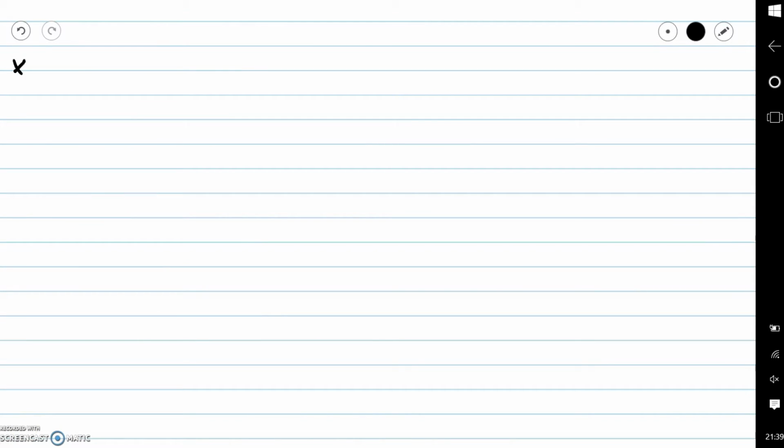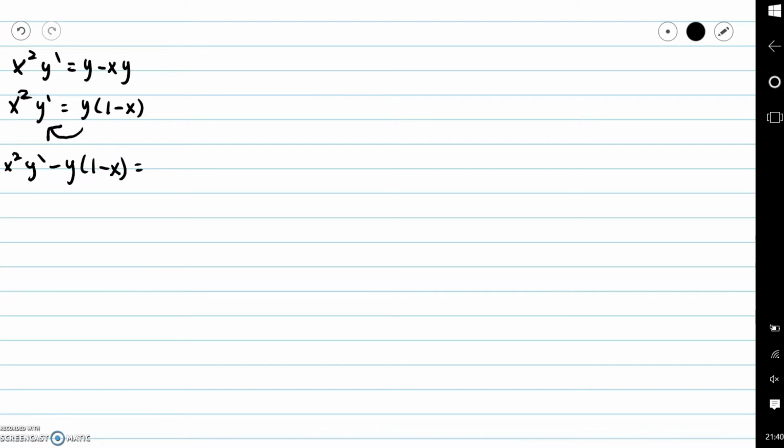Here's the first example. You have x squared times y' equals y minus xy. We first take the y outside. Then we move all of the function to the left. We multiply all of the function by x squared to get rid of the differential y function on the most left.